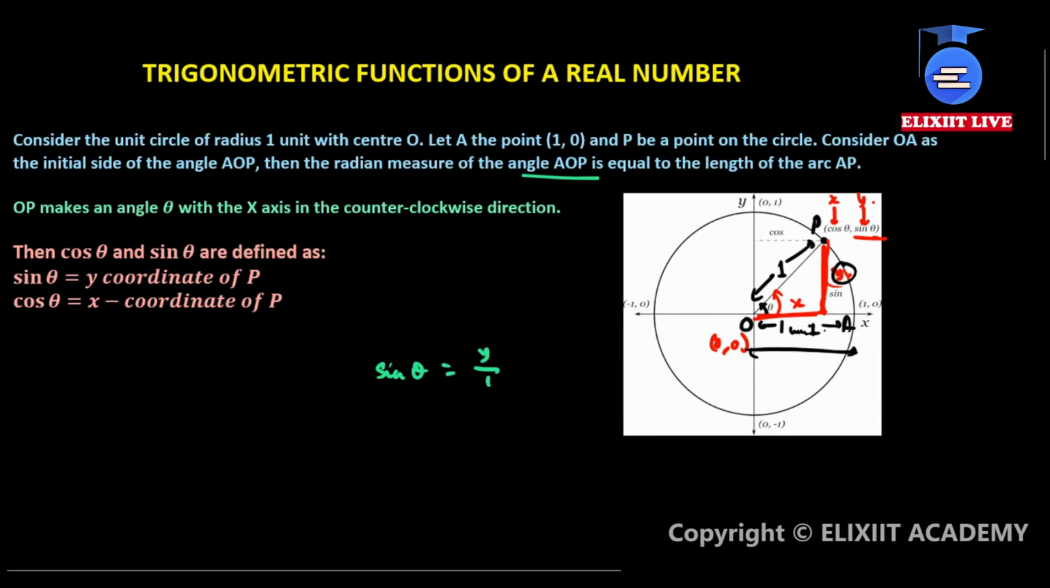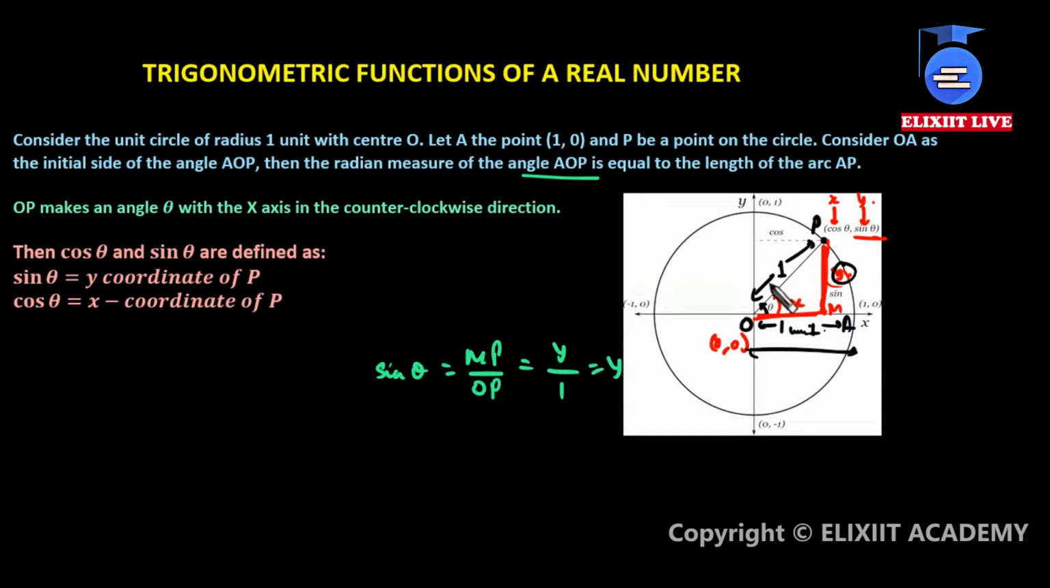You may write it in this manner: suppose this is your point M, then sine theta will be MP by OP, which is nothing but y by 1, which is y. If this particular coordinate is x comma y, then gradually what we are getting is that sine theta is your y coordinate. Your y is actually sine theta.